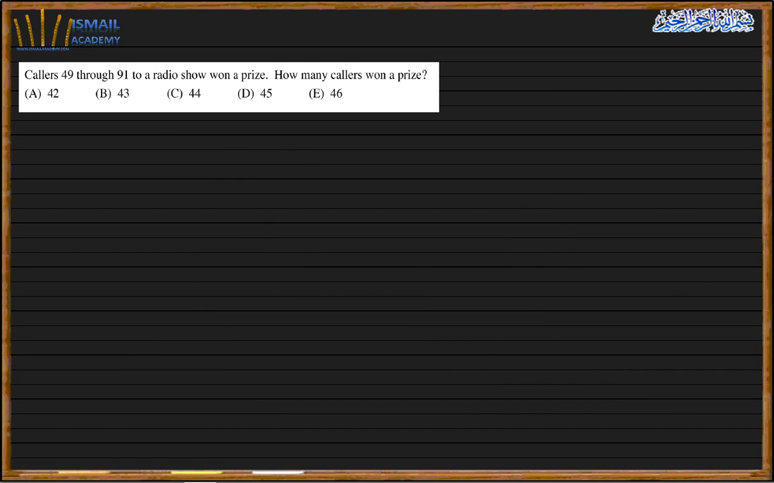Quarter 1, so 49 and 91, so all of them they want a price. So how many quarters want a price? In that case I need to subtract and add 1 because they are inclusive. I include those two, the 49 and the 91, so it's going to be 91 minus 49 plus 1, which is 92 minus 49, and this is equal to 43. So B is my answer.